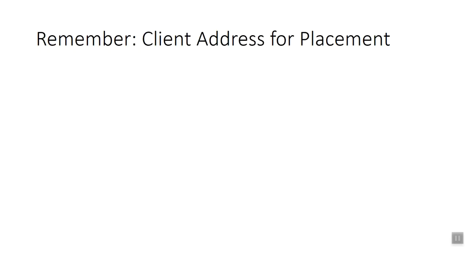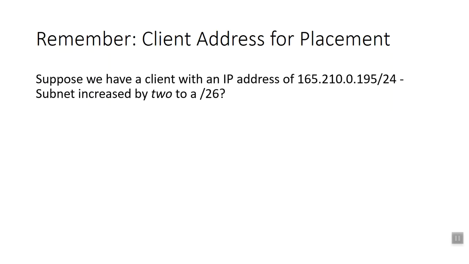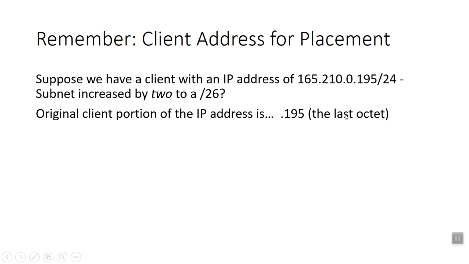Okay, so let's take another example. Let's say we have a client IP address of 165.210.0.195 with a /24 address, and we want to increase the subnet by 2 to apply CIDR to segment the network, right? For network segmentation, so we can do subnetting and be precise with how we configure our networks. We have a client address of 195. That's the last octet. We're using a /26 template.